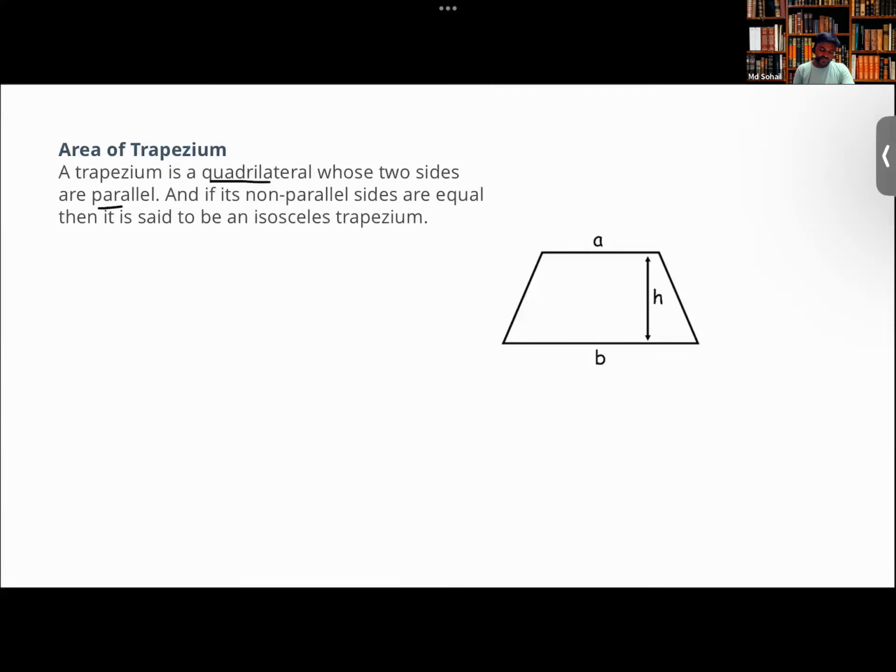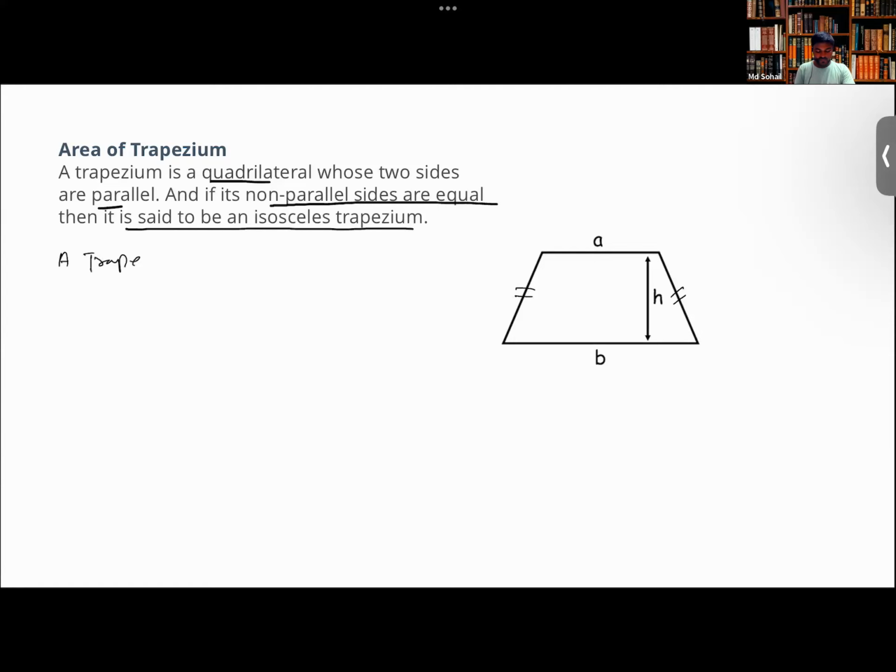And if its non-parallel sides are equal, then it is said to be an isosceles trapezium. That is another thing. But the general thing is that the other pair of sides are not parallel. Now, in this figure, the other pair of non-parallel sides seem to be equal in length.